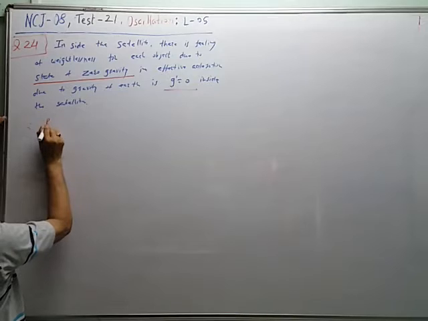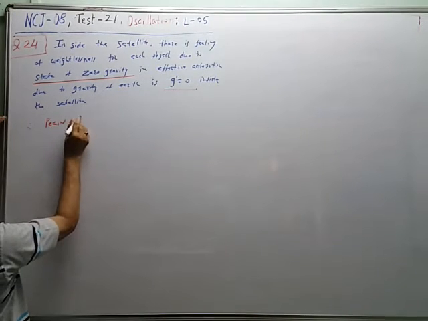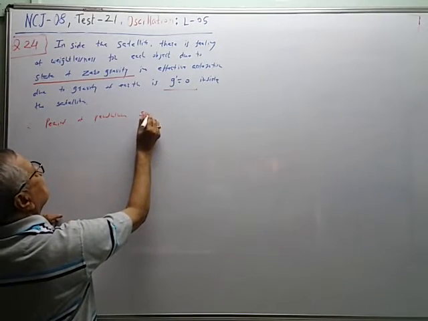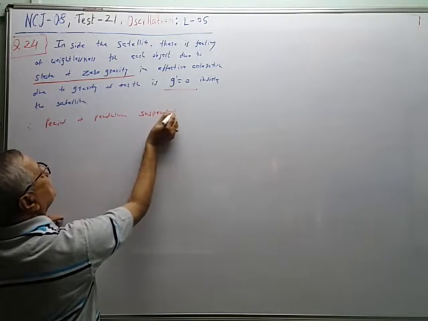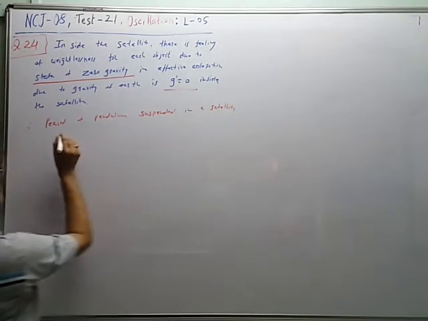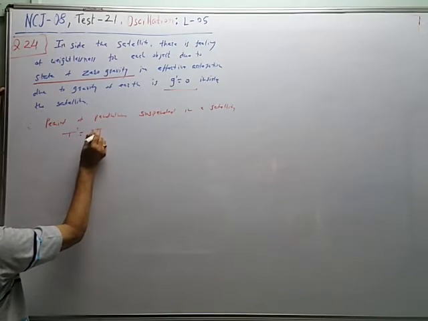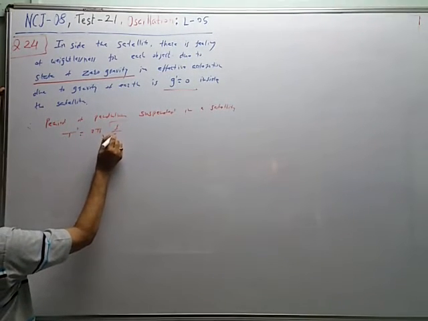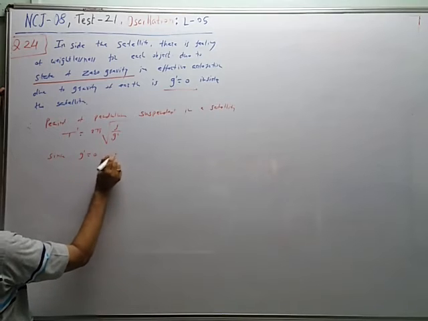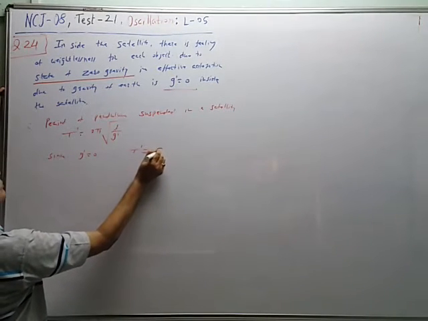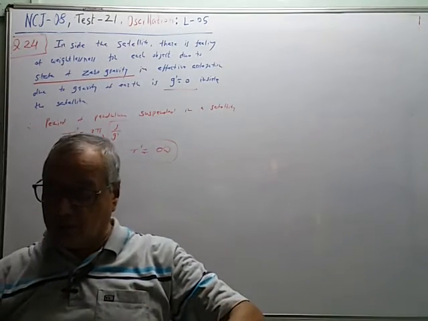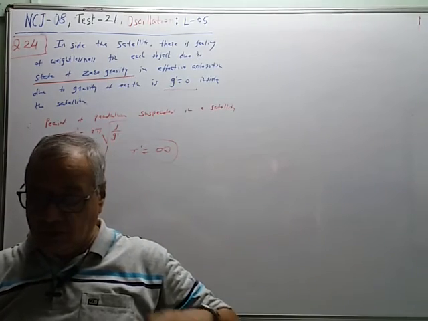Therefore, the period of a pendulum suspended in a satellite is T dash equal to 2 pi multiplied by the square root of L by g dash. Since g dash is equal to 0, therefore T dash is equal to infinity, and therefore the correct choice is C.